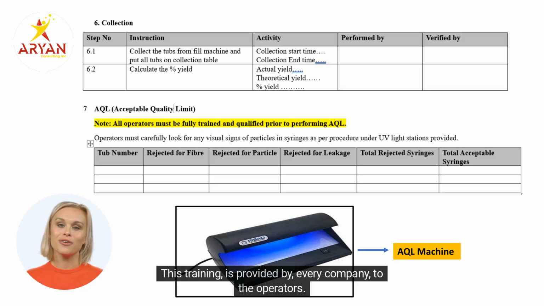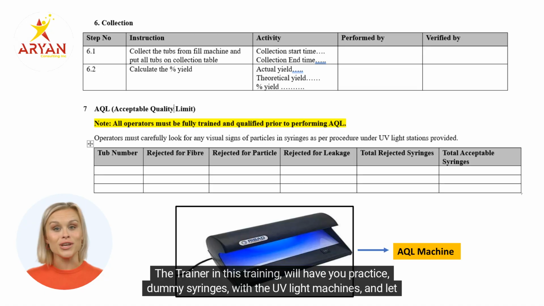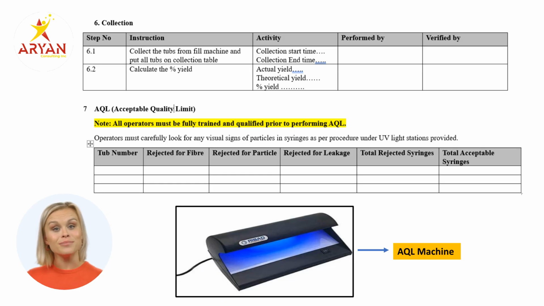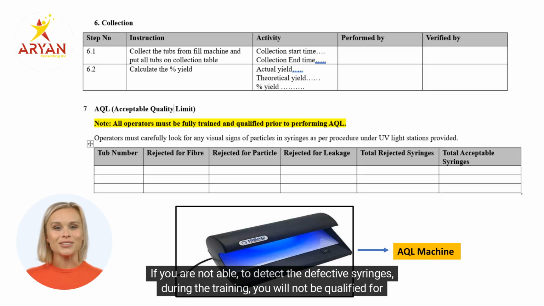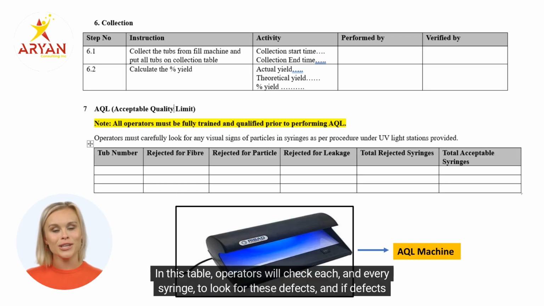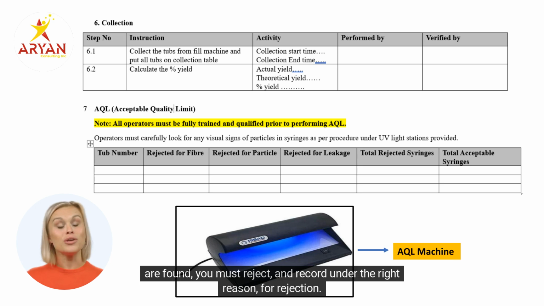This training is provided by every company to the operators. The trainer will have you practice on dummy syringes with the UV light machines and let you find defective syringes, and you are expected to catch these defects. If you are not able to detect the defective syringes during the training, you will not be qualified for this operation. In this table, operators will check each and every syringe to look for these defects, and if defects are found, you must reject and record under the right reason for rejection.